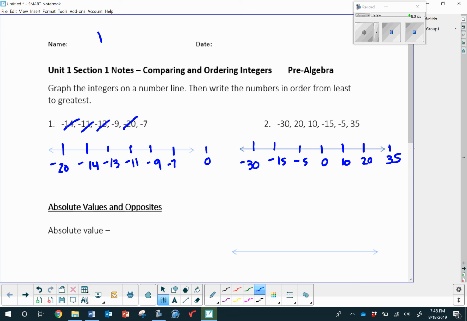Go ahead and make a note if you haven't already done so, that integers are whole numbers, and they can be both positive or negative.